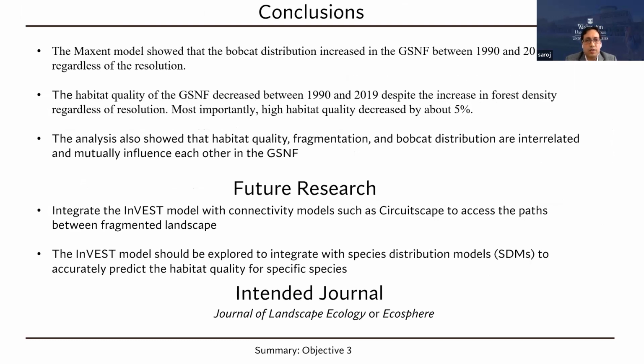The habitat quality of the Greater Shawnee National Forest decreased between 1990 and 2019, despite the increase in forest density, regardless of the resolution. Most importantly, high habitat quality decreased by about 5%. The analysis also showed that habitat quality, fragmentation, and bobcat distribution are interrelated and mutually influence each other in the Greater Shawnee National Forest area.